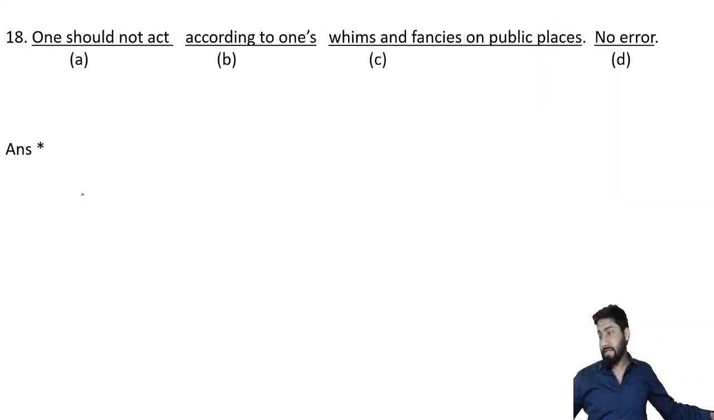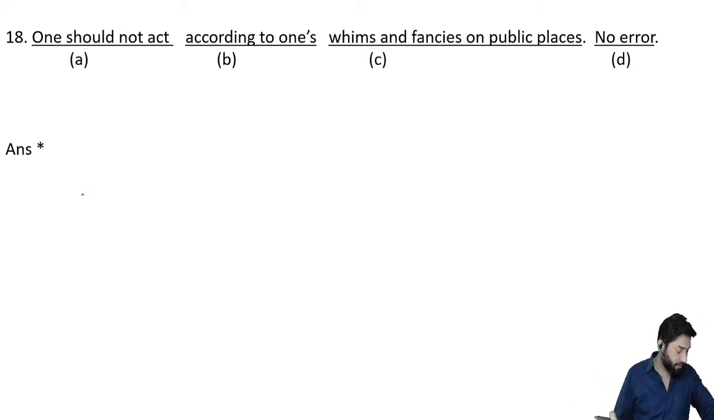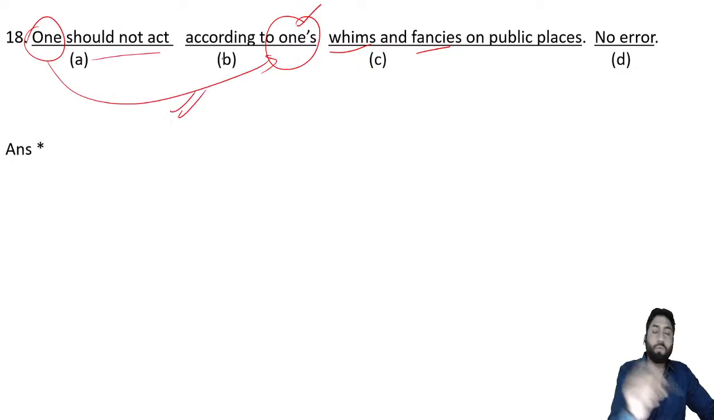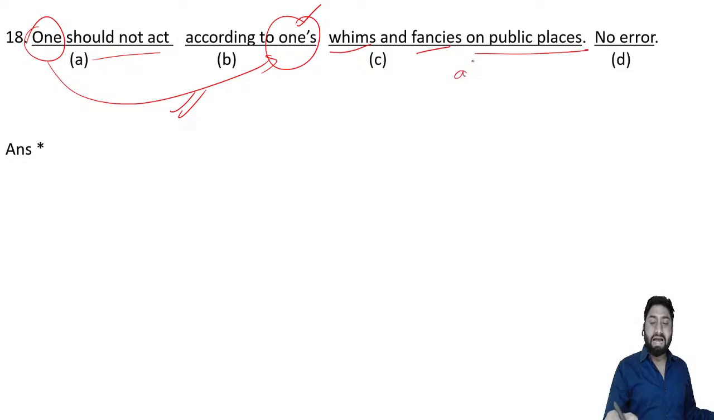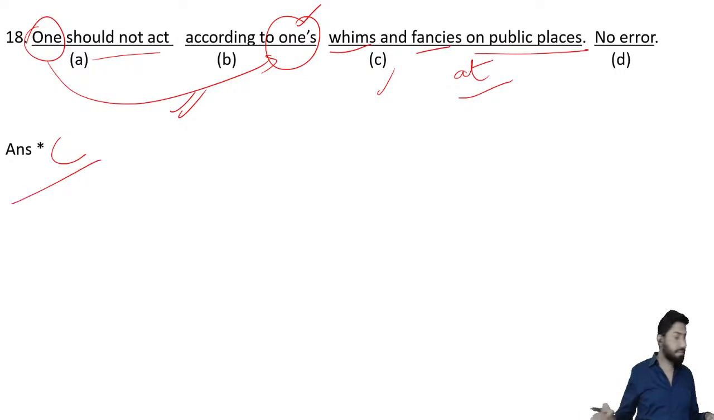Next, 18. अच्छा 18 देखते हैं. So one should not act according to the one's whims and fancies on public places. 18, right? So on public places, one should not act according to one's whims and so one is correct. One के साथ सही है, कोई प्रॉब्लम नहीं इसमें. That's how you use one's possessive one के साथ. So the problem is here, the public places at sometimes even in some premises. So at public places, that's the problem. So the problem is in C part. So the answer is C in this one. Again, the easy one. Next, 19.